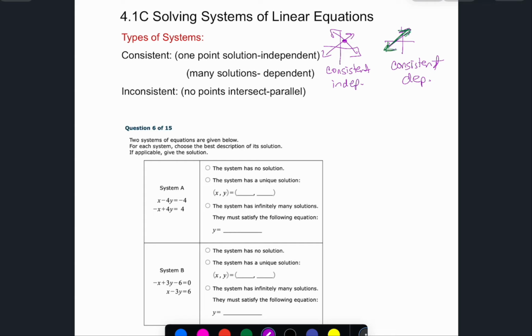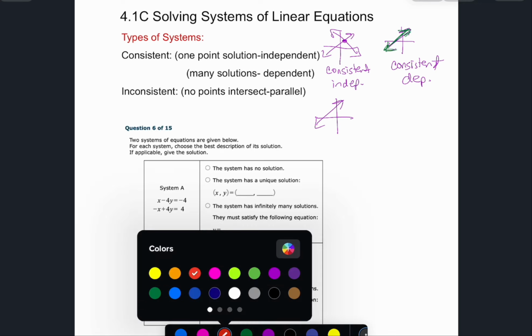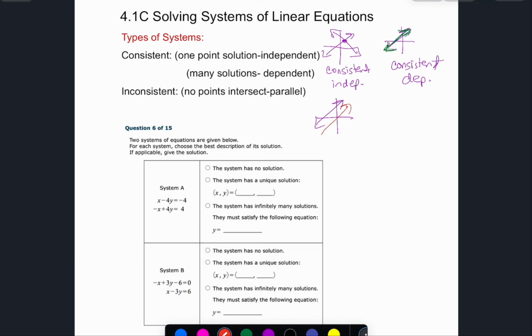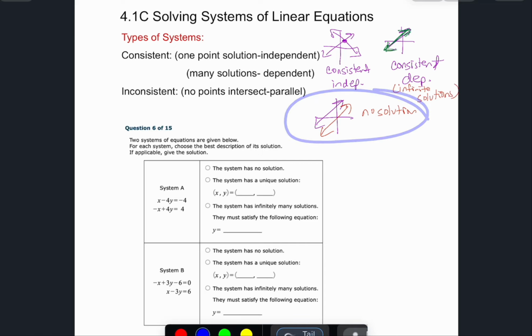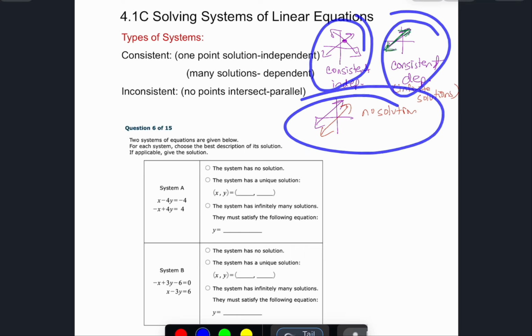And then our last case is if we draw one line and the other line is parallel to it, then that would be no solution. So this one would have infinite solutions. And then this one would have no solution. So one solution, infinite solutions, and no solution.